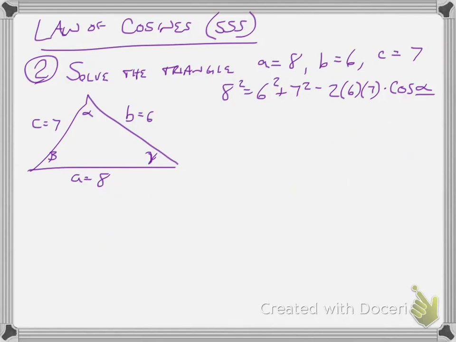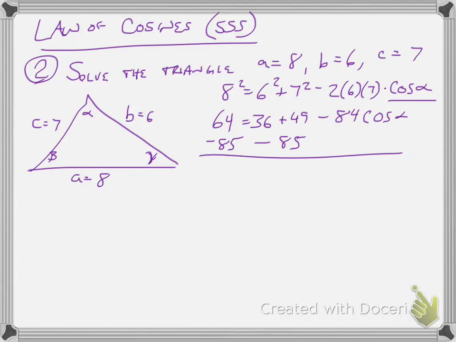Remember, this angle should be opposite this side that you started with. So I'm going to simplify, and I'm trying to solve for alpha, so I got to get that cosine of alpha by itself first. You can multiply these out, or you can just keep them as the squared. I'm going to go ahead and multiply them out, and this becomes 2 times 6 times 7 is 84 cosine alpha. So I'm going to subtract 85 from both sides. And what I get is negative 21 is equal to negative 84 cosine alpha, divided by negative 84.